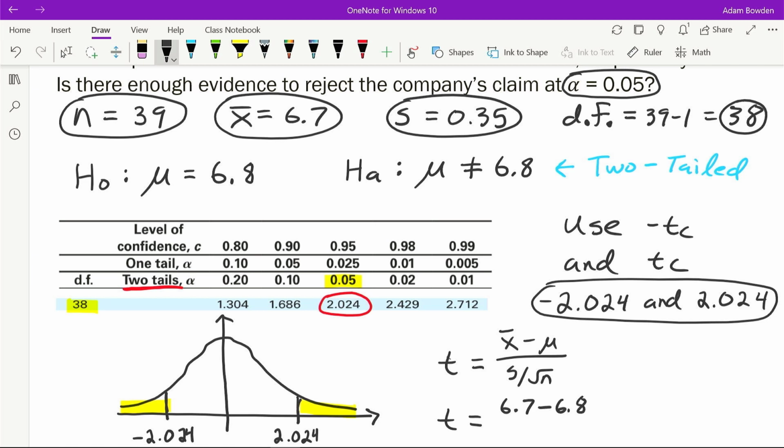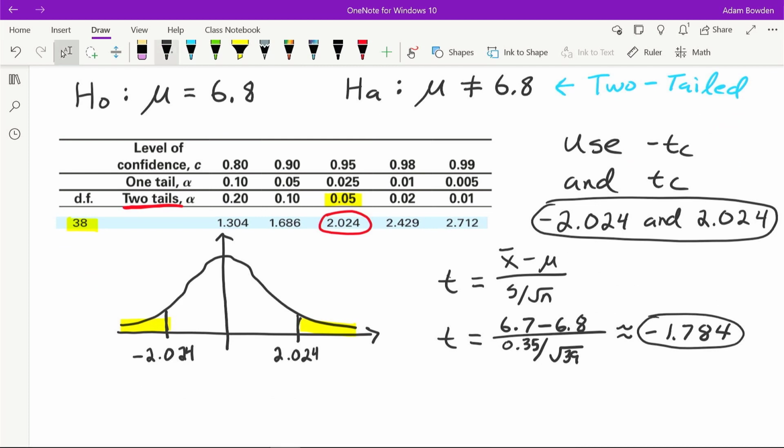6.7 minus 6.8 divided by 0.35 divided by the square root of 39. That comes out to be approximately negative 1.784. We then look at our rejection regions here. Does this negative 1.784 fall inside the rejection region or not? Well, visually we can confirm that it's going to be somewhere here in the middle. It's above the critical number, so it's actually not inside the rejection region.